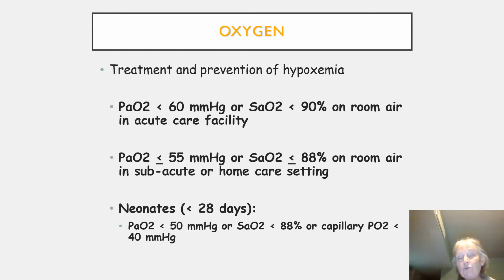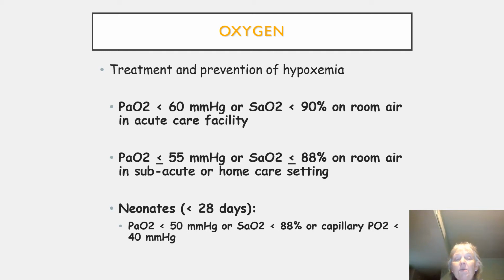But this applies across the board for most of the patients that we take care of. In the subacute or home care setting, your PaO2 less than 55 millimeters of mercury or the SaO2 less than 88% on room air, that qualifies for hypoxemia.